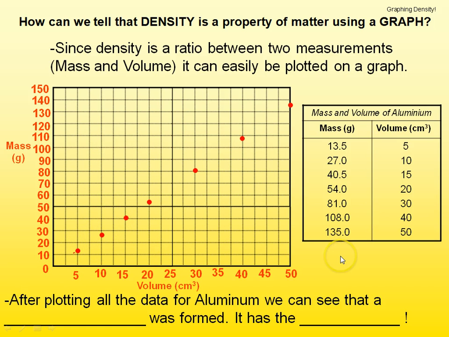We can see that a straight line was formed, that all of those dots fall on the same slope. That's amazing, and that's something true with any type of matter that's the same throughout. It has the same density. It doesn't matter how big. If you notice, we go from 13.5 grams to 135. It doesn't matter how big or small it is. Any size piece of aluminum is going to fall on this slope because it all has the same density. It all has the same mass over volume. So it's pretty amazing.